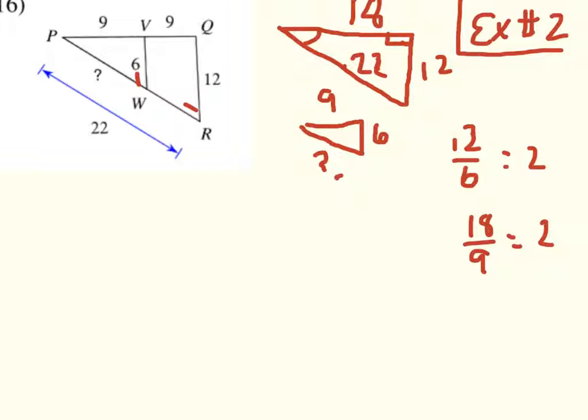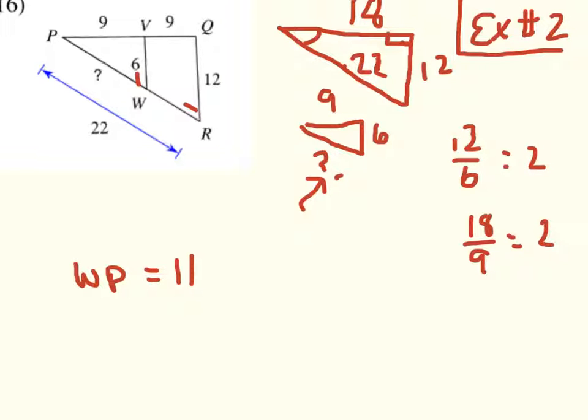So I could do multiple things to find this question mark side, and the question mark side is the length from W to P. Probably this is a pretty easy one to go with, because each of these are half. So 6 is half of 12, 9 is half of 18. So if this is 22, this side absolutely has to be 11.